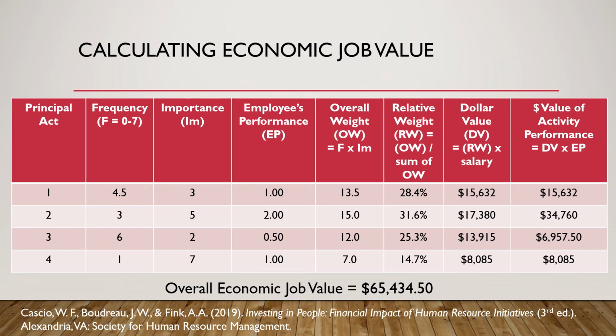Finally, we're going to find the dollar value of each activity performance. We find this by multiplying the dollar value times the employee performance. Here we have $15,632, $34,760, $6,957.50, and $8,085. We add those totals up, and our overall economic job value is equal to $65,434.50. We compare this to the original salary of $55,000, and we can see that the variations in job performance actually increase the value of this job.